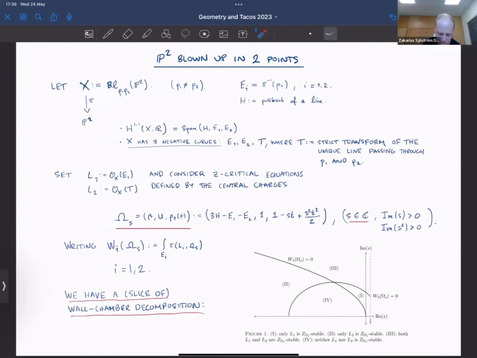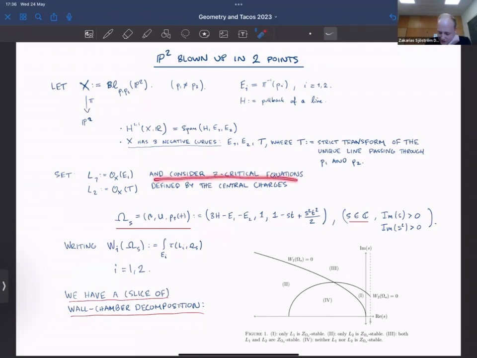So if you blow up P2 in two distinct points, you get two exceptional divisors, E1 and E2. You write H for the pullback of the line. Then you have three negative curves: E1, E2, and the strict transform T of a line passing through P1 and P2. You look at L1 and L2 like this. And I should say this is a rather randomly cooked up example, so you can certainly do many other things here. It was more to try and get some suitable complexity of the picture.